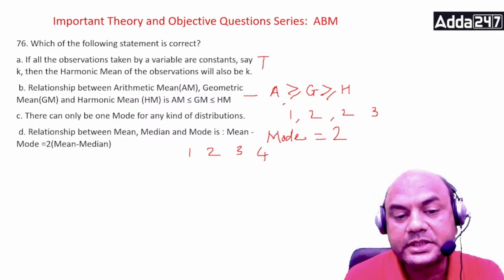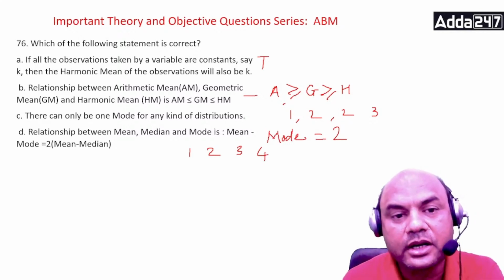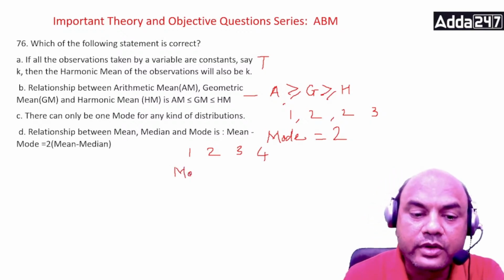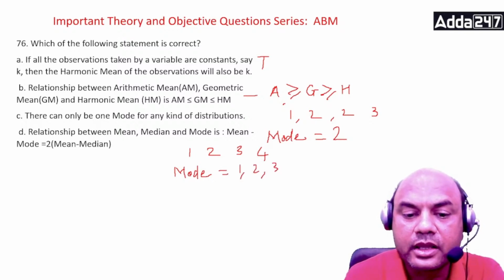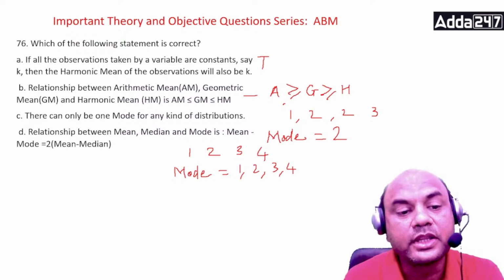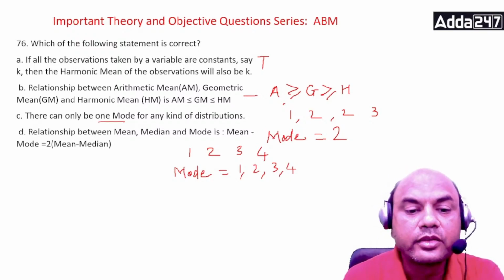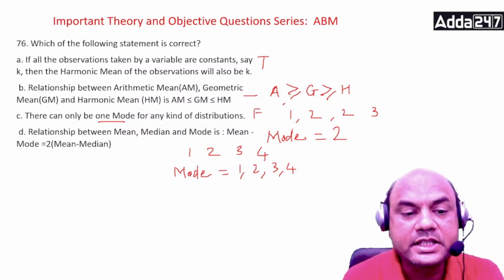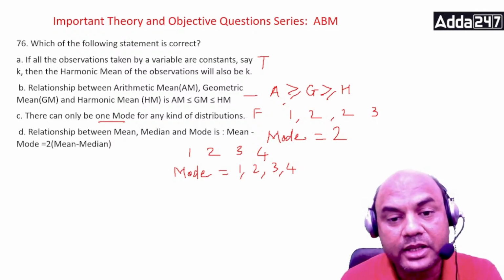Who is occurring maximum number of times? All are occurring the same number of times. So all can be considered as maximum number of times. So mode equals 1, 2, 3, 4. All of them are modes. So it's not compulsory that there will be only one mode. Okay. So this is false. Then the relationship between mean, median and mode is mean minus mode equals 2 into mean minus median. Is it so?